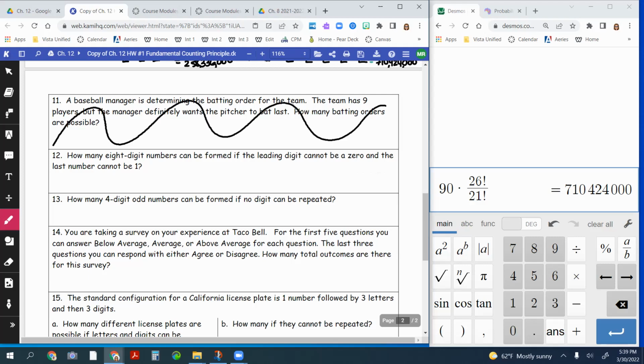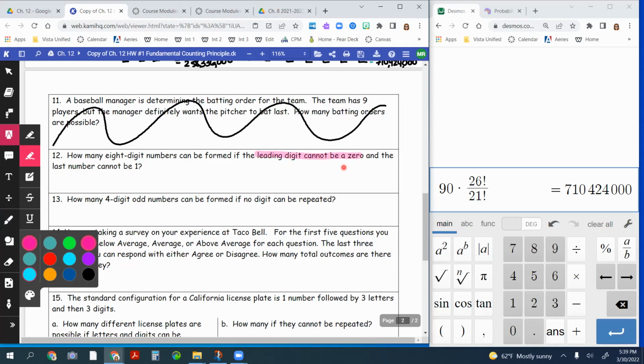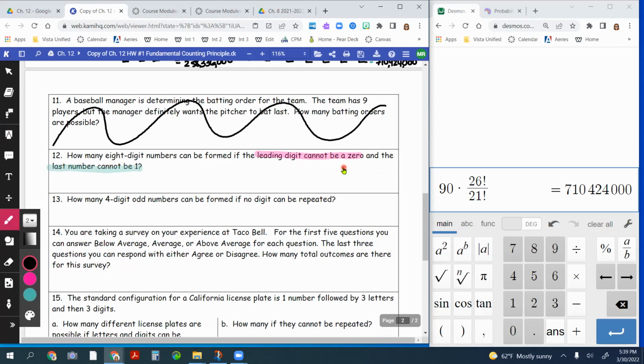On number 12, how many eight-digit numbers can be formed if the leading digit cannot be a zero and the last digit cannot be a one. So leading digit cannot be a zero, last number cannot be a one. And it's eight numbers, 1, 2, 3, 4, 5, 6, 7, 8. Okay, so leading digit cannot be a zero.